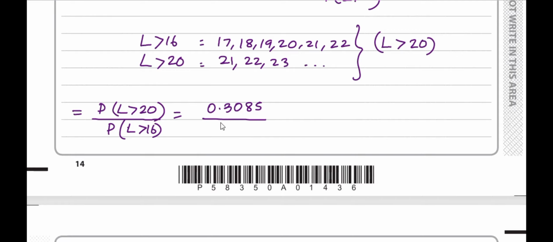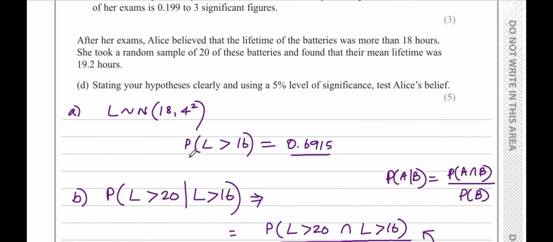0.3085 upon, we have already calculated probability of L greater than 16, which is 0.6915. That gives 0.44613 and so on.